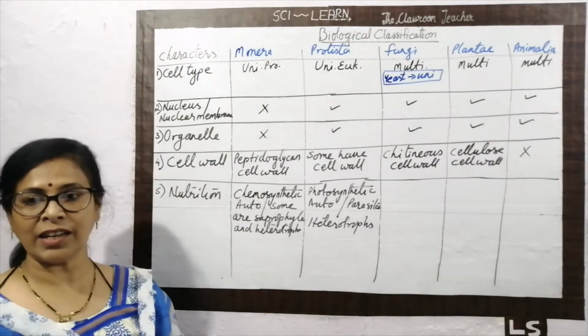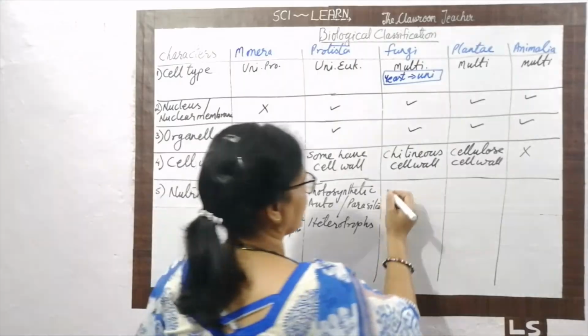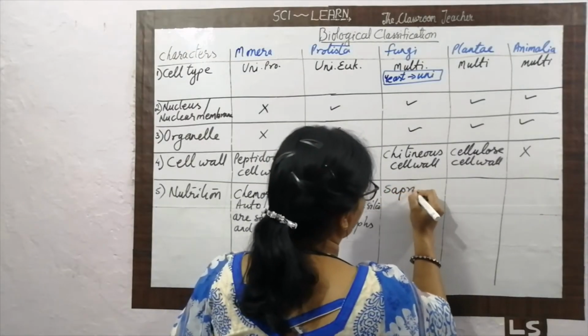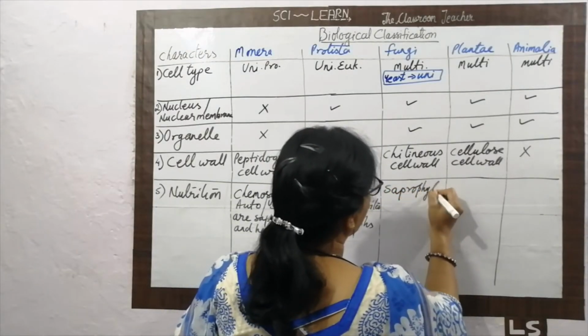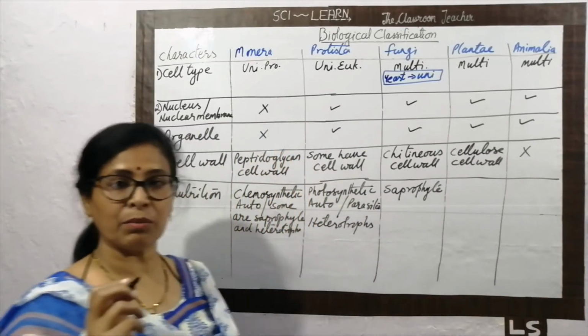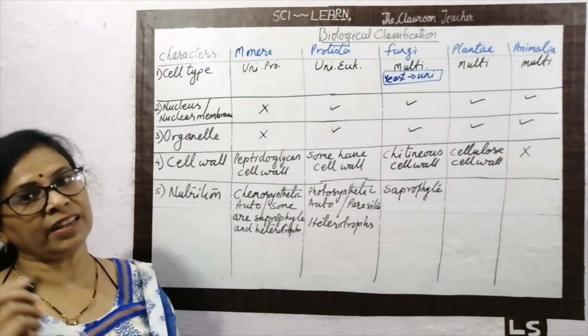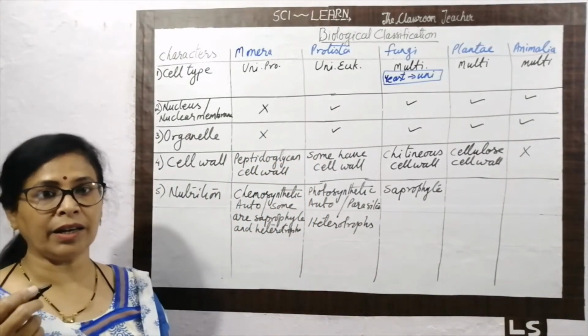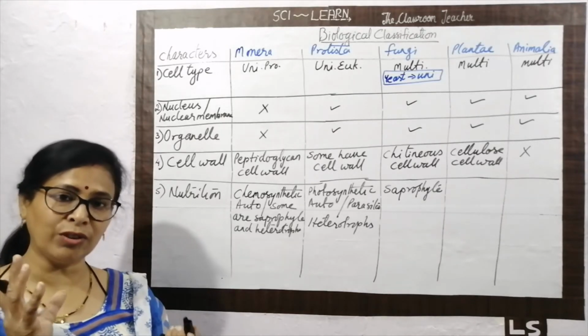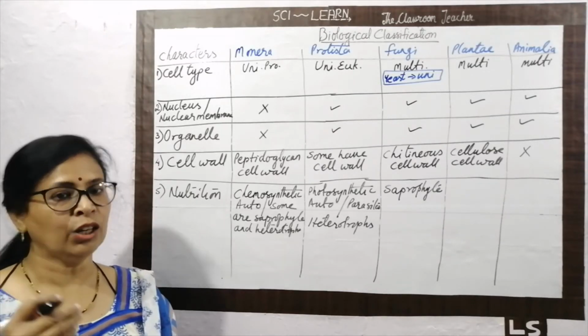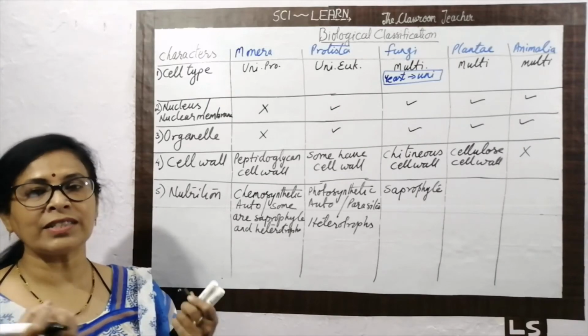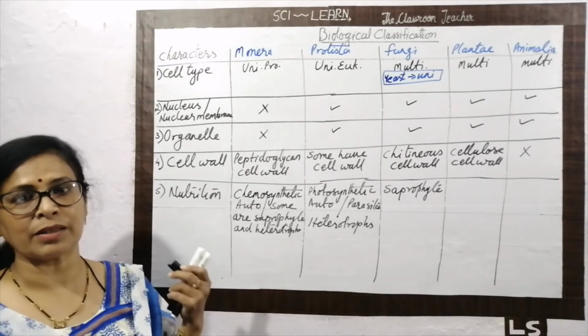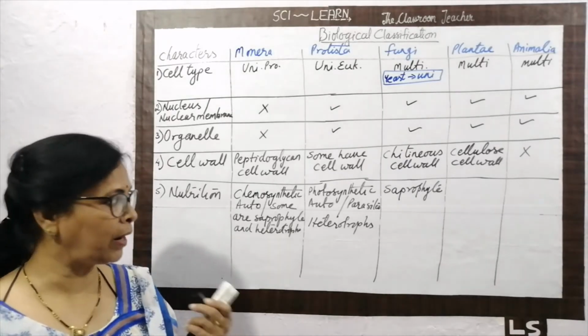Now what about the fungi? Fungi are basically saprophytes. They depend on dead and decayed plants and animals. What is the meaning of sapro? Sapro means dead and decayed. So they take their food from dead or decayed matter, by the process of sucking, and that is called a saprophyte.